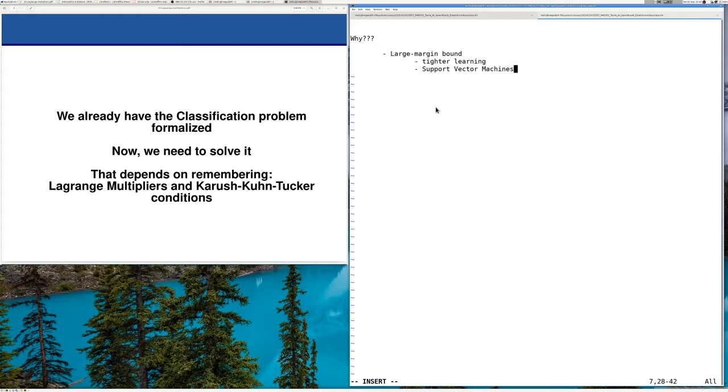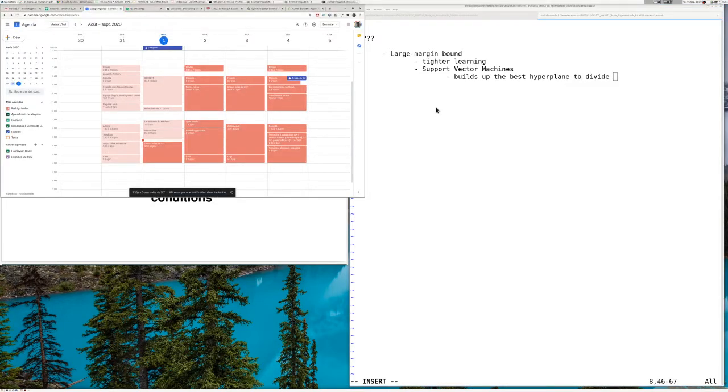What is a support vector machine? It's basically an algorithm that builds up the best hyperplane to divide a binary sample.